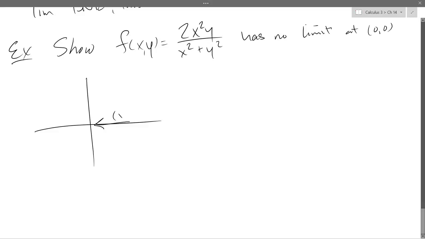So the x-axis is one. We'll go t, comma, zero. So that's one nice way to approach. And I want you to figure out another way to approach that gives you a non-zero limit.